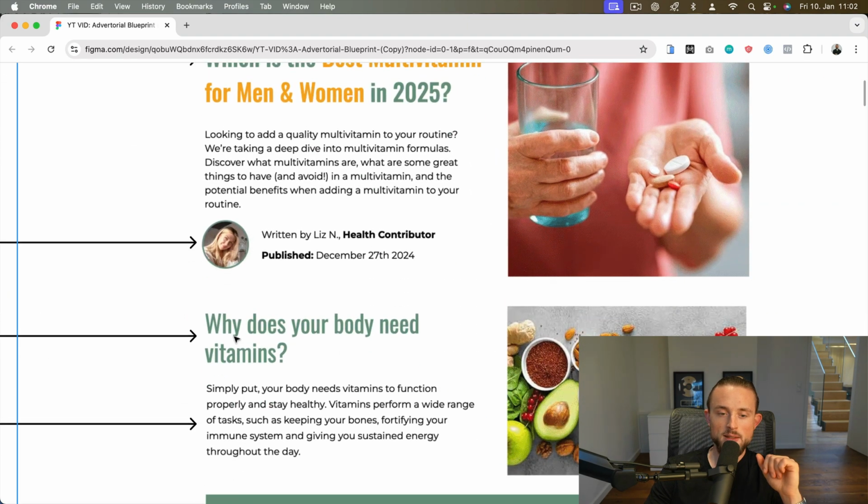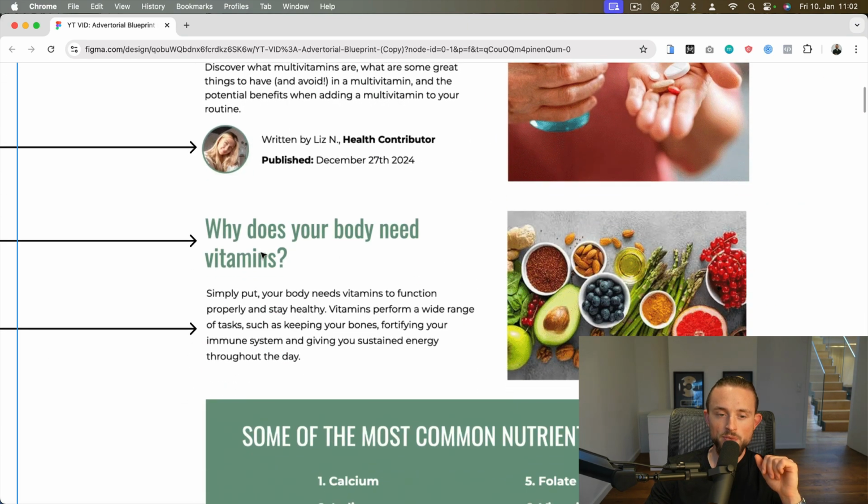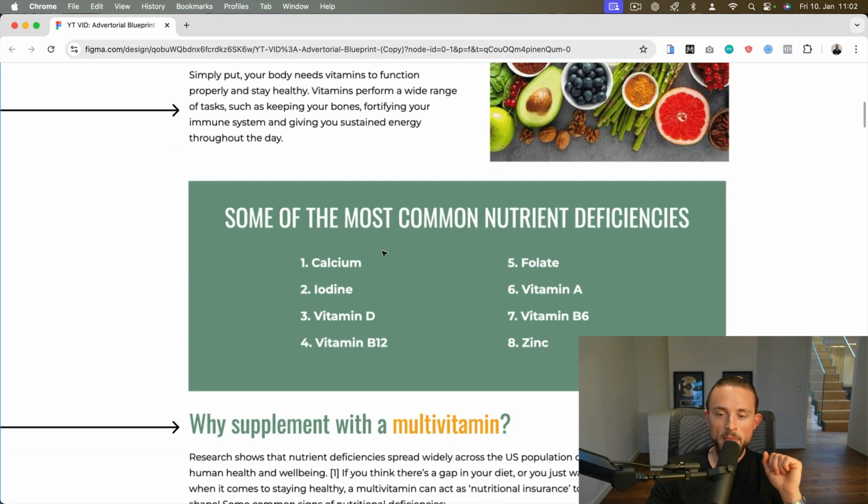And then we start with a curiosity driven hook, right? We start with the question, why does your body even need vitamins? And then we showcase all of these healthy products, and then we give a breakdown. Simply put, your body needs vitamins to function properly and stay healthy. Vitamins perform a wide range of tasks, such as keeping your bones strong, fortifying your immune system, and giving you sustained energy throughout the day. Then we also tell people, hey, these are some of the most common nutrient deficiencies that people have.